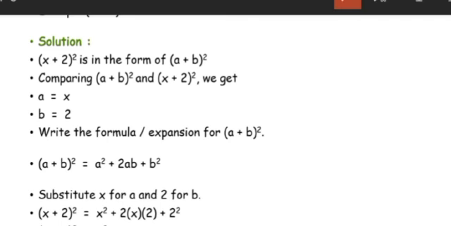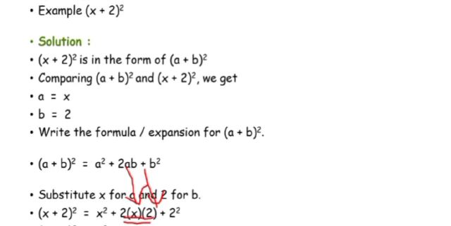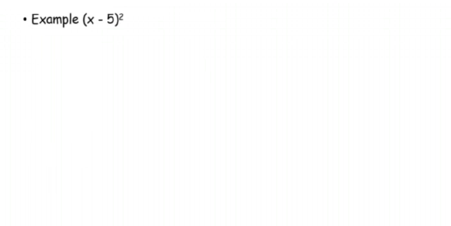As you can see here, these substitutions I have done. In place of a I have written x, and in place of b I have written 2. So accordingly, now what we'll do is we'll go for the second identity.